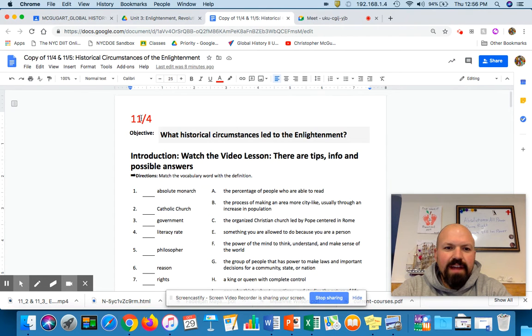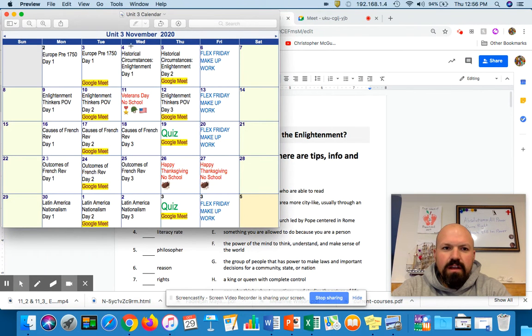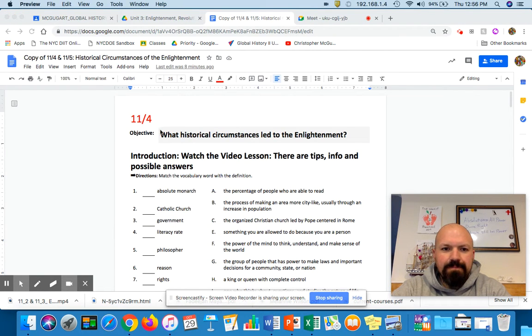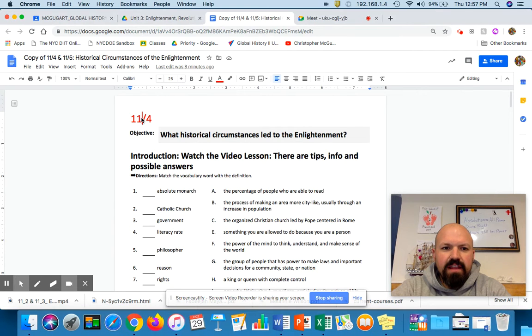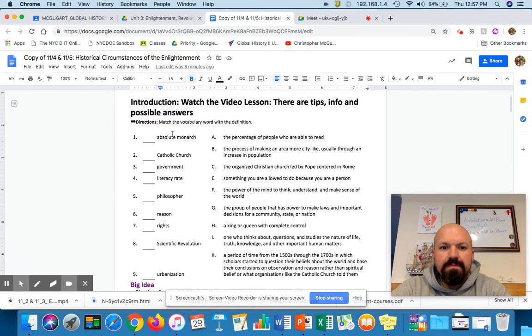So today we're looking at the November 4th and 5th assignment. Let's quickly check our calendar. Here we are: historical circumstances of the Enlightenment. We're going to do a little contextualization today and tomorrow. Thursdays we have our Google Meet, with Rex Friday coming up at the end of the week. So to begin with today on the 4th, what are the historical circumstances that led to the Enlightenment? That is our objective for today.